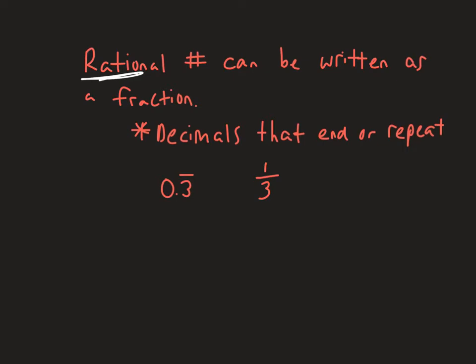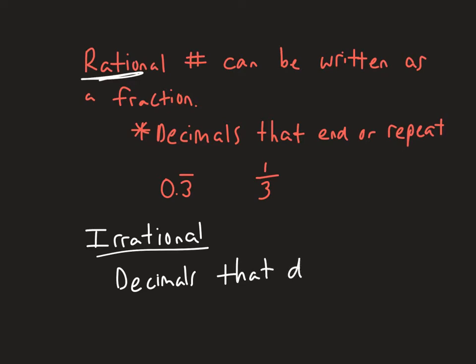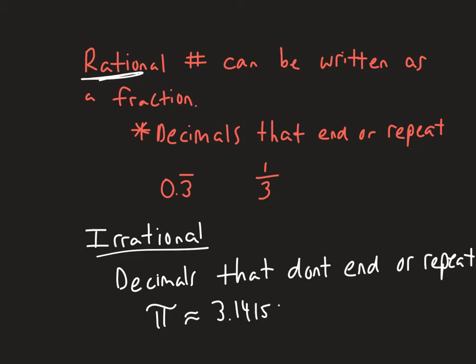So it's easier to think of it that way, and then irrational numbers are just things that cannot be written as a fraction. So, for example, decimals that do not end or repeat. Like the number pi, right? Its approximate value, 3.1415926, dot, dot, dot, it goes on forever. That's never going to end. There's no repeating pattern. Therefore, you cannot write it as a fraction, right?